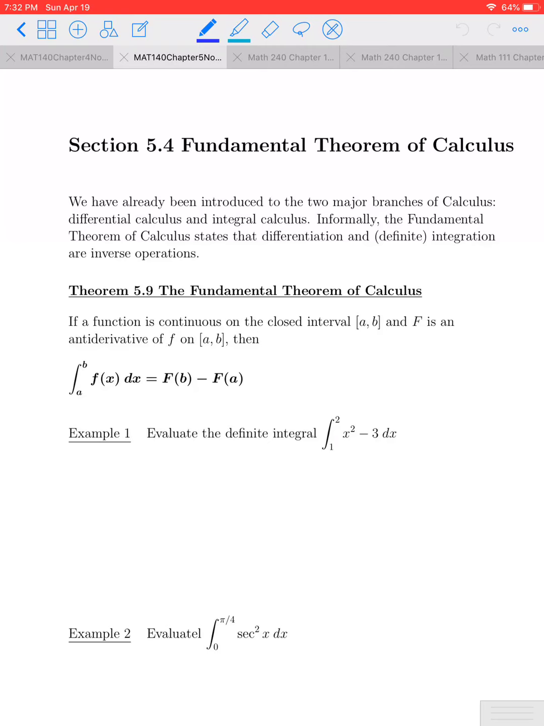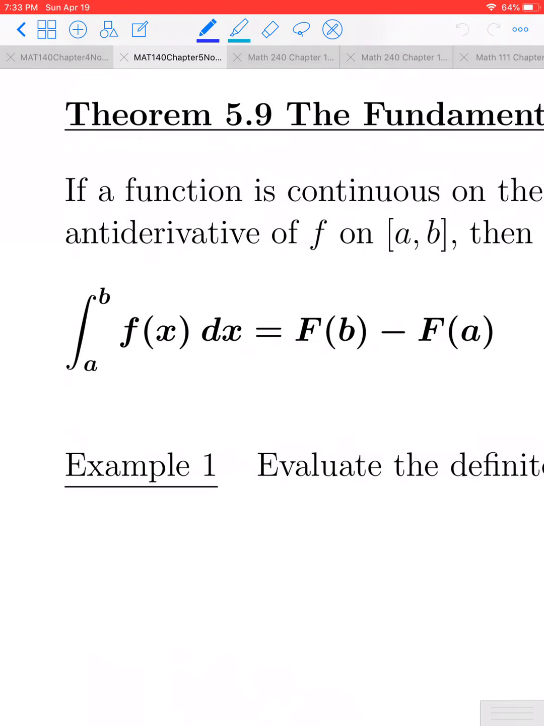Theorem 5.9, this is the FTC, the fundamental theorem of calculus. If a function little f is continuous on a closed interval a to b, and big F is an antiderivative of little f on a to b, then the definite integral from a to b of little f of x dx can be calculated by simply finding an antiderivative for little f, evaluating it at the upper bound of integration, and subtracting the value of an antiderivative at the lower limit of integration.